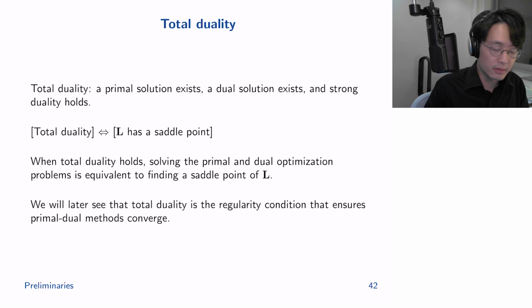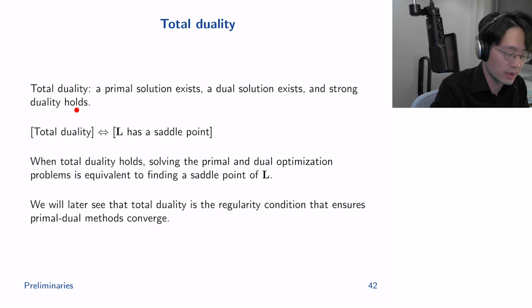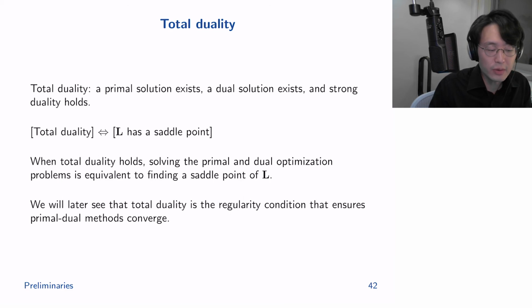In this textbook and in this series of lectures, we will define a term called total duality. Total duality is a combination of three conditions: a primal solution exists, a dual solution exists, and strong duality holds, so the primal and dual optimal values are equal. It turns out that total duality holds if and only if the convex-concave saddle function L has a saddle point. This means that when total duality is assumed, solving the primal and dual optimization problems is equivalent to finding a saddle point of L. And we will later see that total duality becomes the regularity condition that ensures primal-dual methods converge.